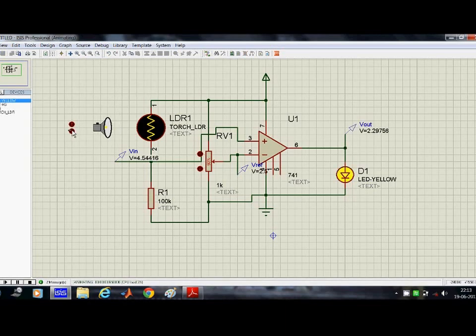I'll get it back. You see the V in. As the V in went down of V ref, the V out is now in a low level. So I'll increase the V ref now. I'll change V ref in fact. So I am increasing V ref now. The V ref is less than V in, and hence this LED is glowing.